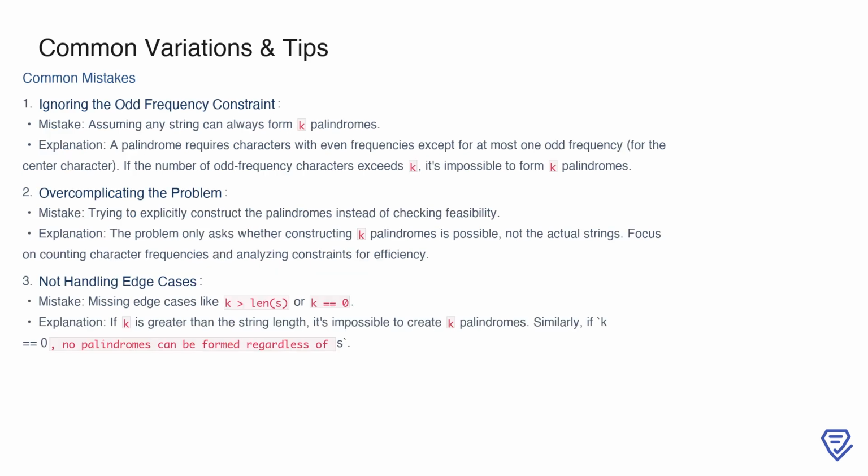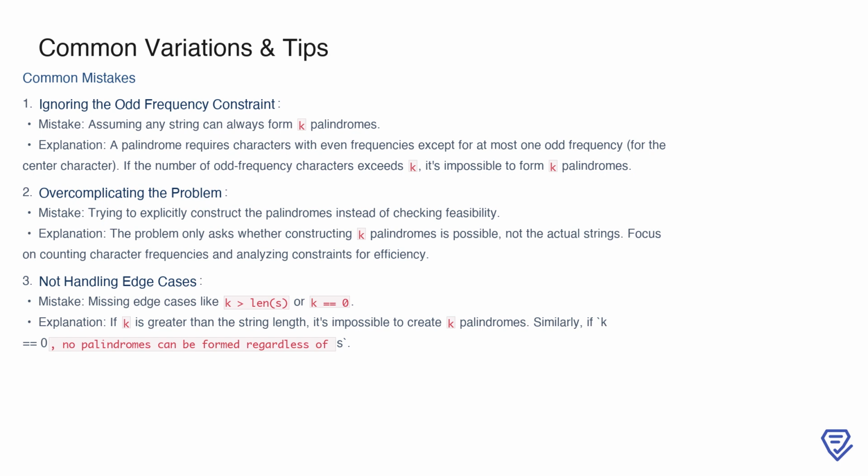When working on this problem, there are a few common mistakes to watch out for. First, ignoring the odd frequency constraint is a frequent oversight. Remember that for a string to form a palindrome, most characters must have even frequencies, with at most one character allowed to have an odd frequency for the center. If the number of odd frequency characters exceeds k, it's simply not possible to form k palindromes.